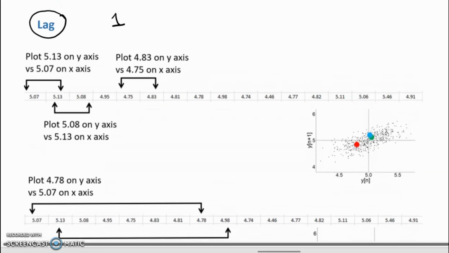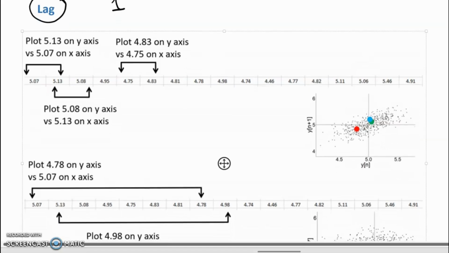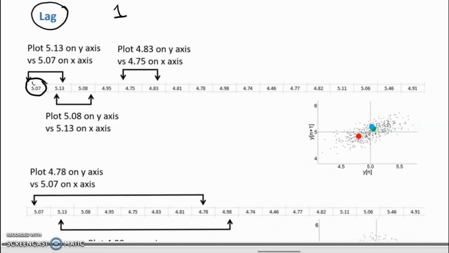So what do we mean by a lag of 1? Well, we're going to start here at the beginning. We're going to have this 5.07, and then because we're dealing with a lag of 1, we're going to jump 1 and get a 5.13. And then we're going to put 5.07 on the x-axis, 5.13 on the y-axis, and that's going to give us this blue dot here.